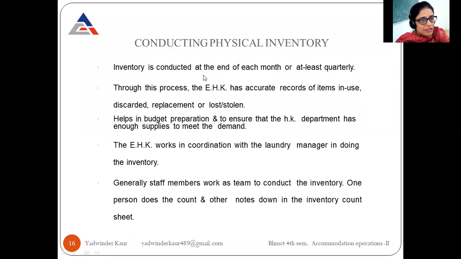Conducting physical inventory, how can we do it: at the end of each month or at least quarterly we do the physical inventory. Through this process, the executive housekeeper has an accurate record of items in use, discarded, replacement, or lost and stolen. In this process, we can maintain all the records, and we can identify how many things we have to discard, what has to be replaced, and whether there is any lost and stolen, through the physical inventory.